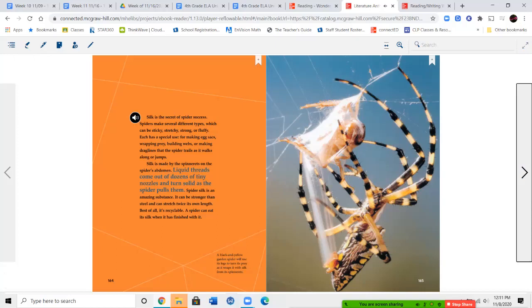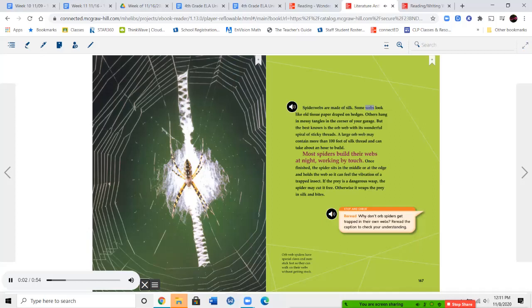Spider webs are made of silk. Some webs look like old tissue paper draped on hedges. Others hang in messy tangles in the corner of your garage. But the best known is the orb web, with its wonderful spiral of sticky threads.